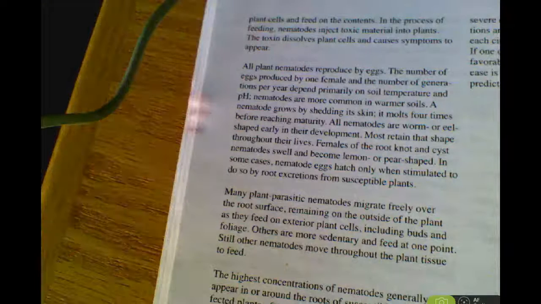This is on page 26. The number of generations per year depends on the soil temperature and the pH, because nematodes are more common in warmer soils. They do shed their skin and they molt 4 times before they mature.